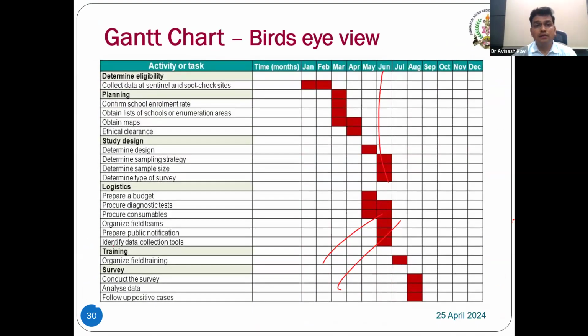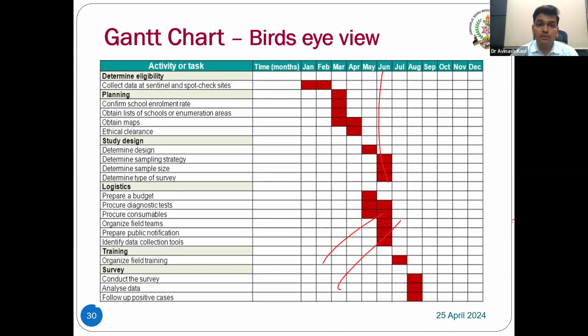So this is the Gantt chart. Most of us might be aware of it, which will give us a bird's eye view of the time duration required. Most of the times we always think that data collection is the actual study that we are planning.